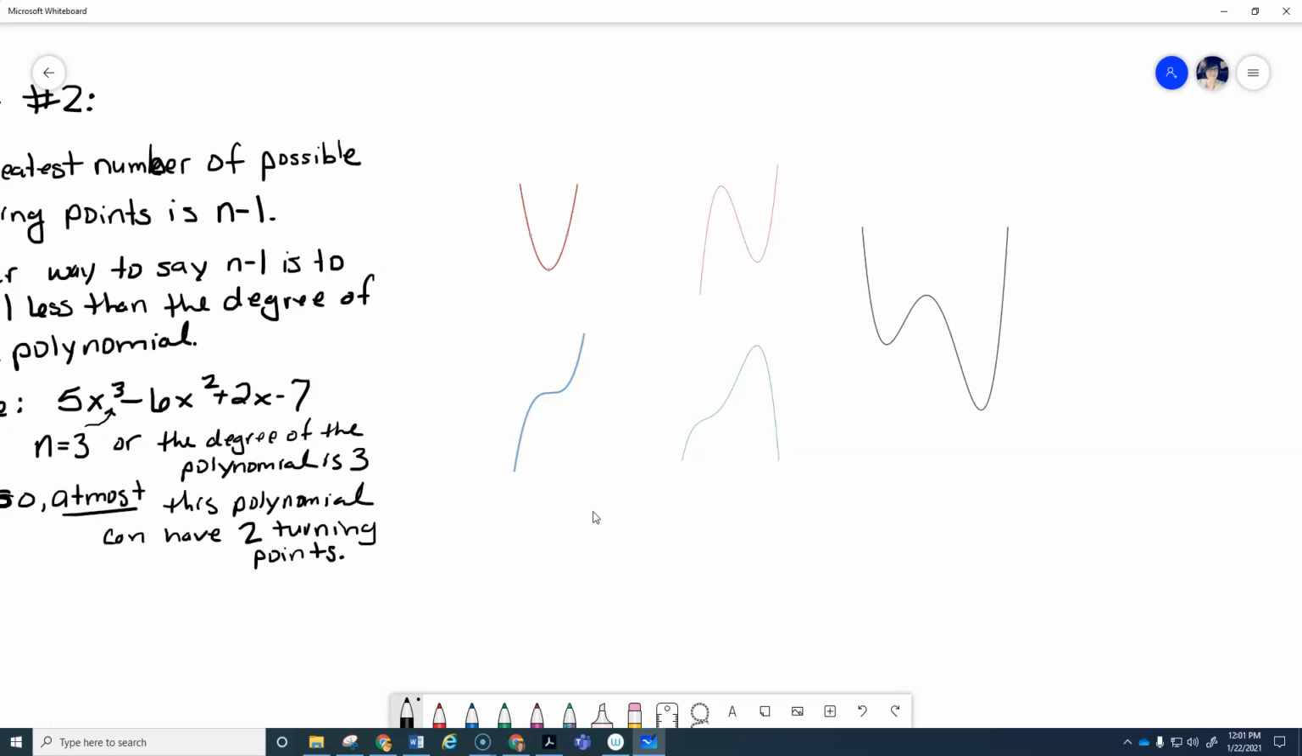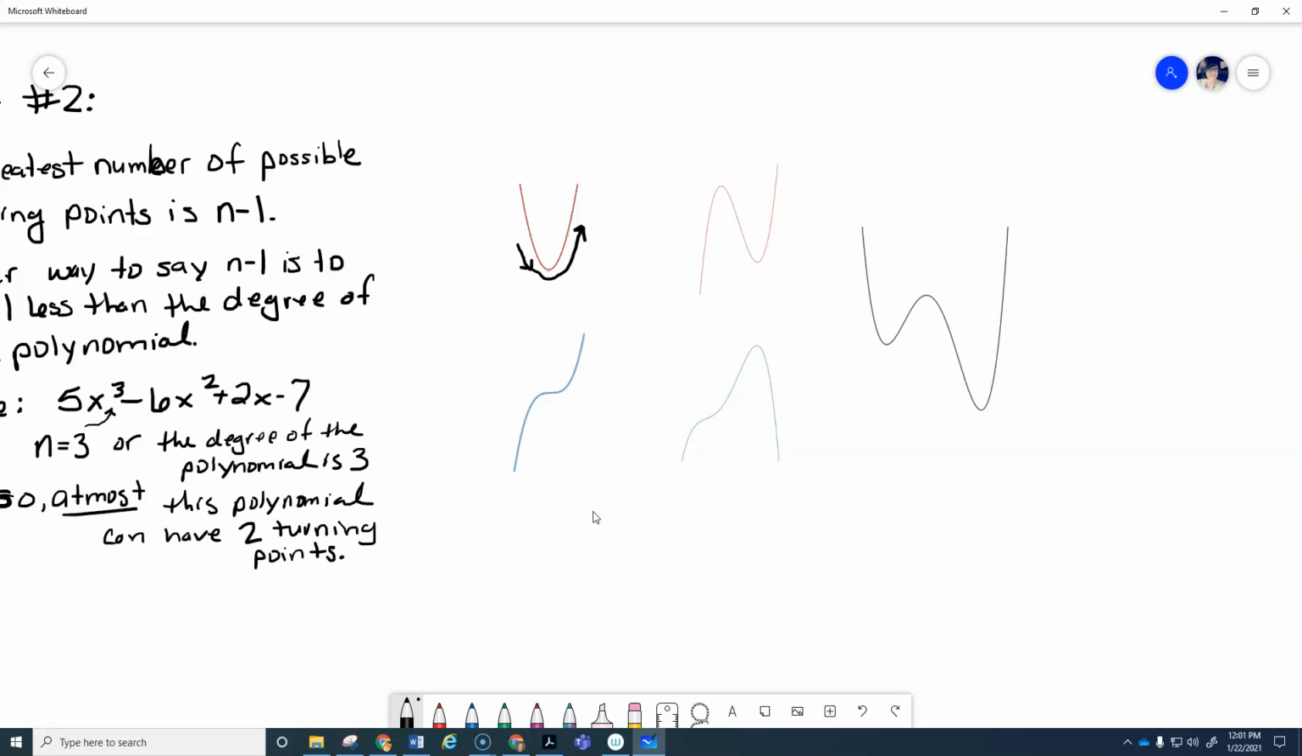So a turning point happens when the graph changes from going down, it turns around, and now it starts going up. And when we talk about turning points, we always read the graph from left to right. So you always want to start on the left-hand side. As we start over here, we go down, down, down, we turn around, we go up, up, up.